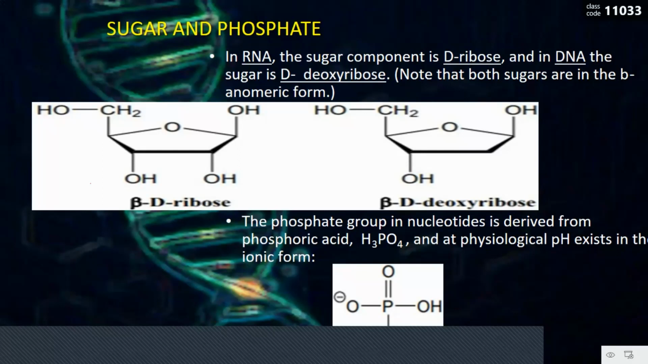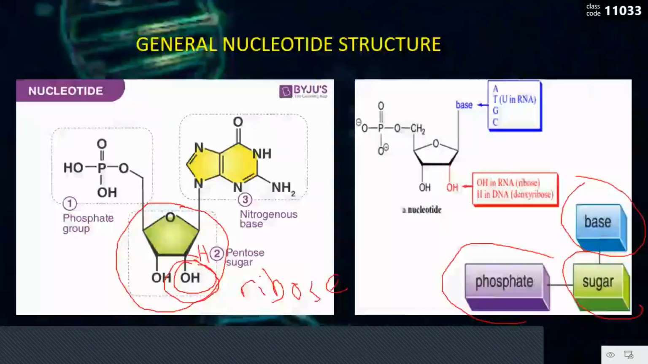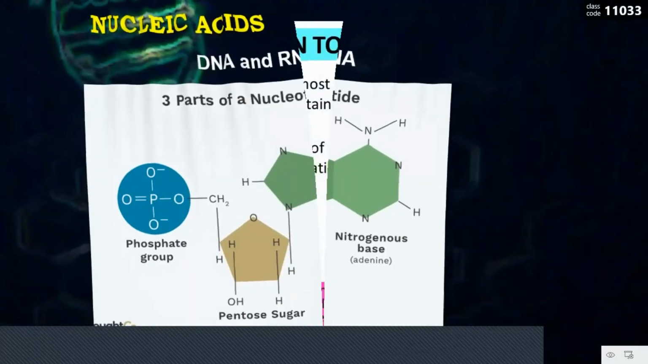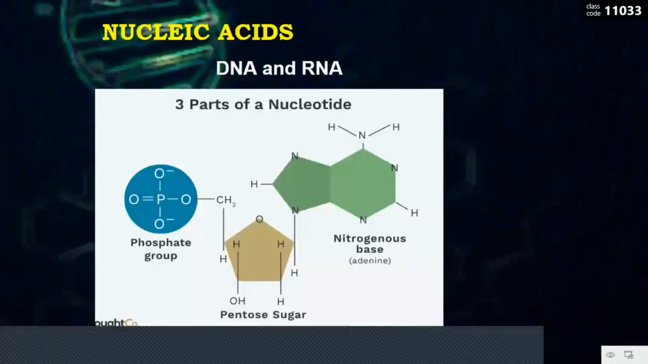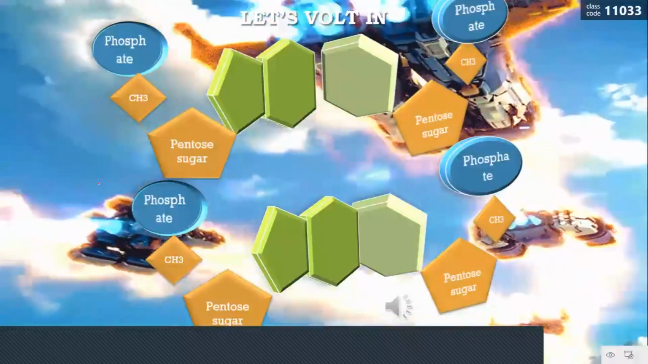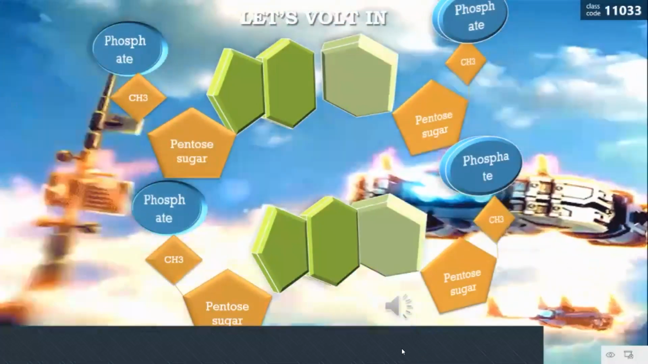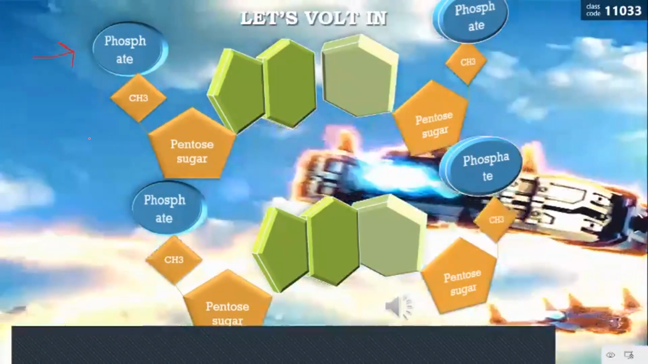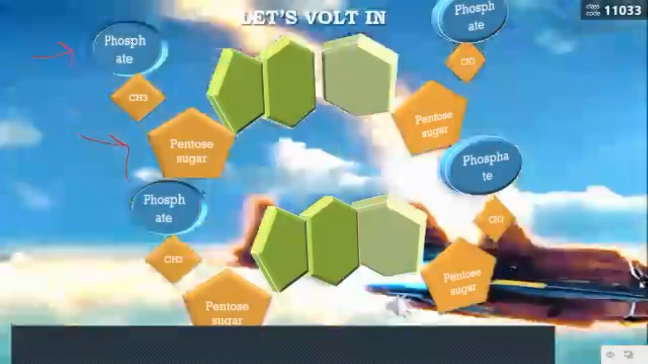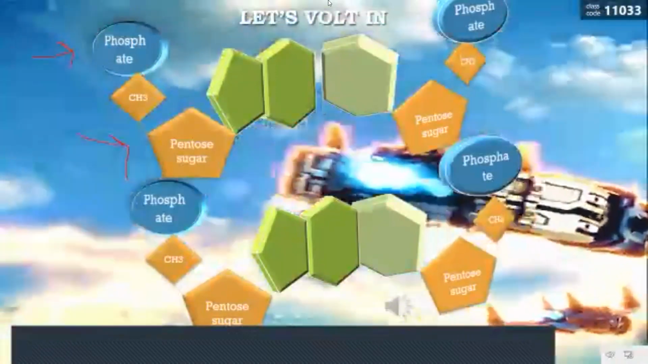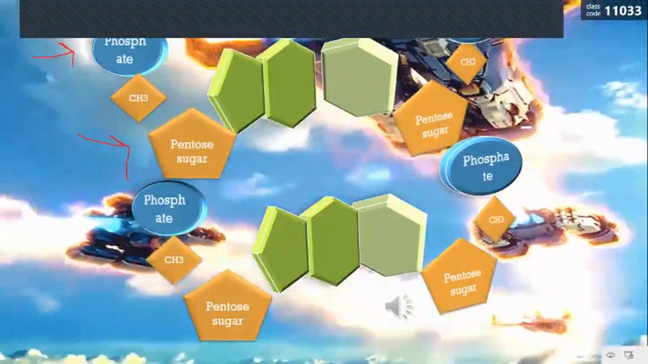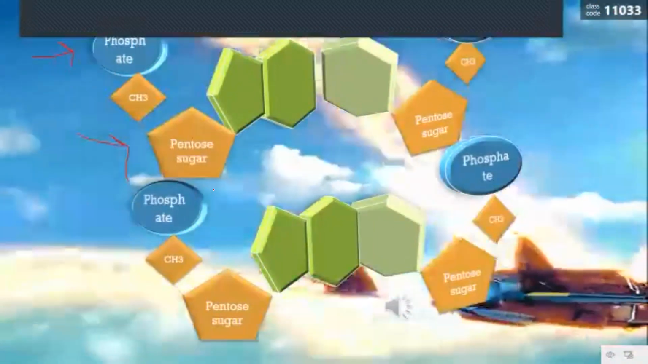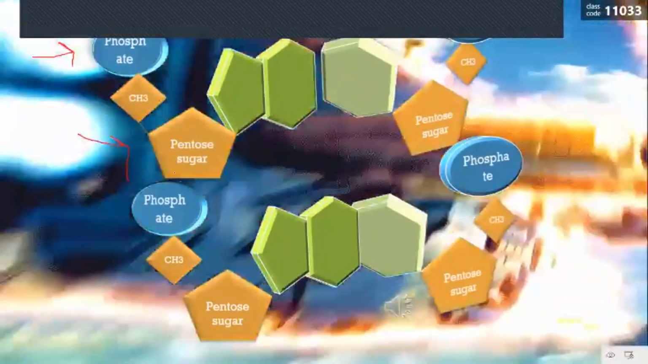If we'll move back doon sa video natin kanina, asan? Medyo malayo na pala. Ito. If you look at this, di ba? This is phosphate. This is pentose sugar. They are alternately sequenced, di ba? Salitan. Because this phosphate and pentose sugar combination creates the backbone of our nucleic acids. Okay?